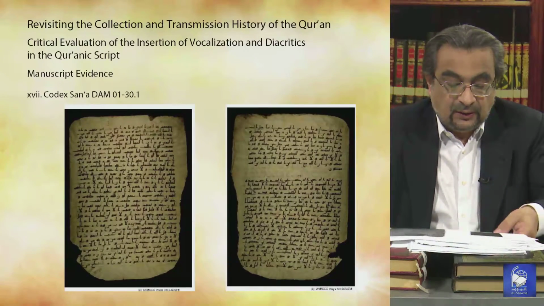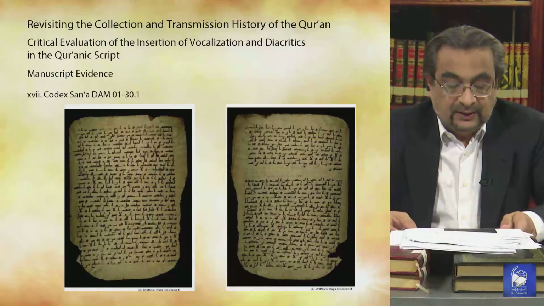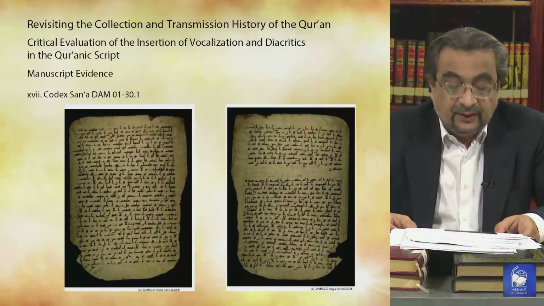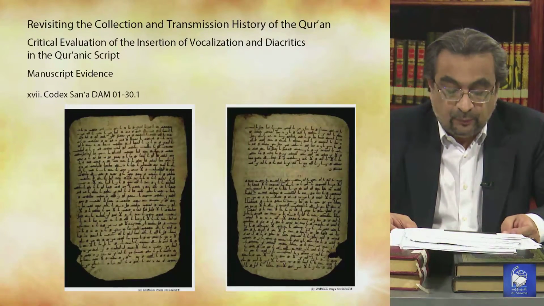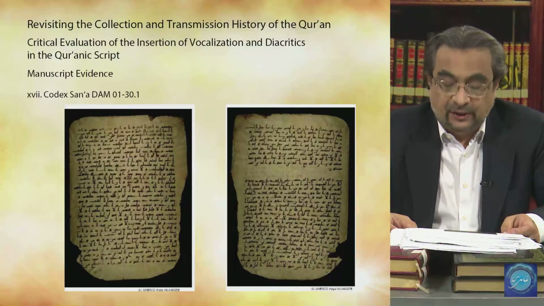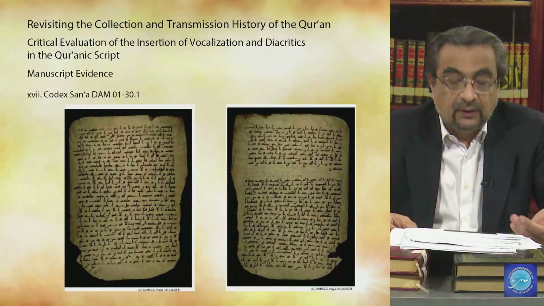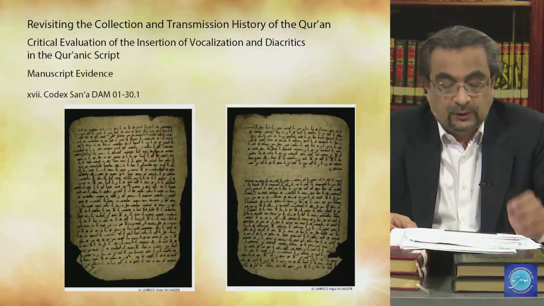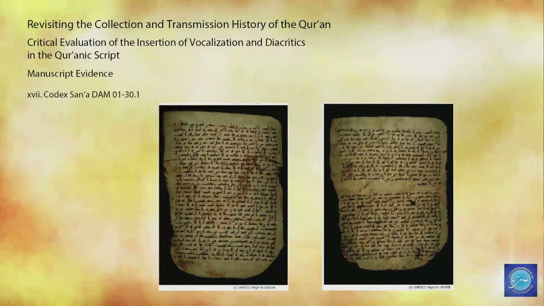Now, in this regard, the 17th example, viewers, is that of the Codex of Sana DAM 01-30.1. It has miscellaneous verses. 2nd century Hijrah is the time which is assigned to it. The script is Hijazi, and the location is Darul Makhtutat, Sana, Yemen. And you can see that there are a few diacritical marks which are present. So this is as far as the 17th example, the 17th evidence is concerned.